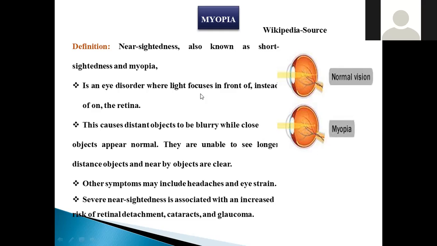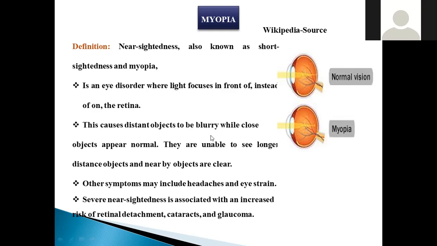This is an eye disorder. Light focuses in front of the retina instead of on the retina. Under normal vision conditions, it is very clear that the object image falls on the retina so that we get what object is present in front of us. In the case of a myopia person, the image falls in front of the retina, but not exactly on the retina. So that information is not captured by the retina, so we can't see the object exactly. So this is called myopia.